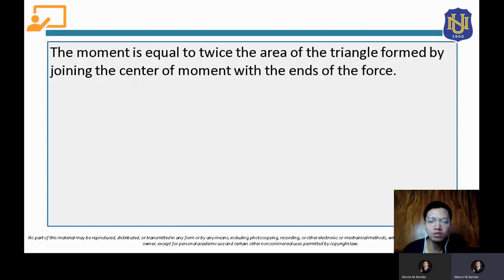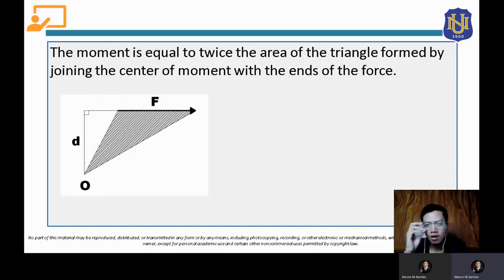So the moment is equal to twice the area of the triangle formed by joining the center of moment with the ends of the force. The center of moment that we are referring to here is the point where we get the moment. So that is the reference point, where we measure the moment of a force. That is called the center of moment. So the point O that we were talking about in the previous slide is actually called the center of moment.